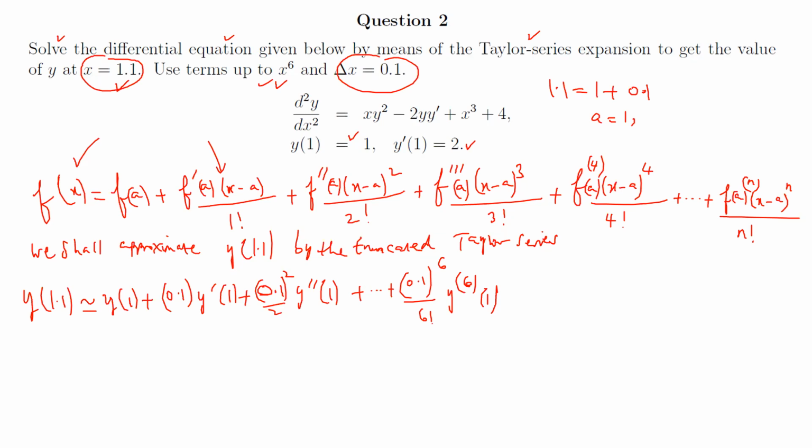Therefore it means the difference between x and A. So x minus A, what is this difference here? The difference between x and A: x here we are dealing with is 1.1, and A itself is 1. This is a very important result.